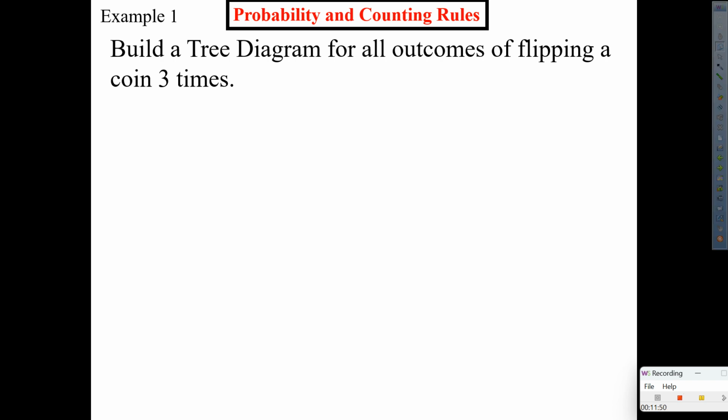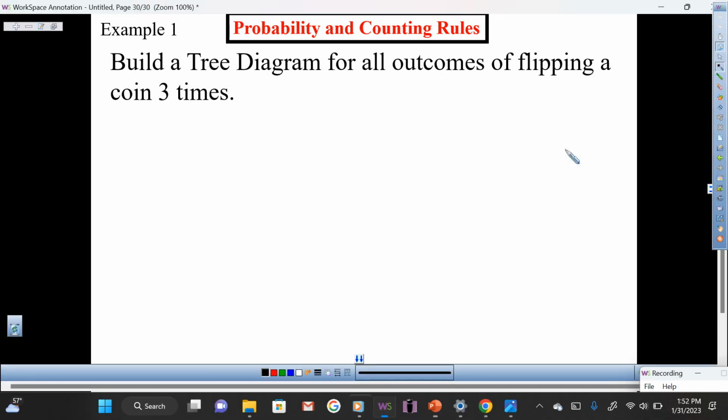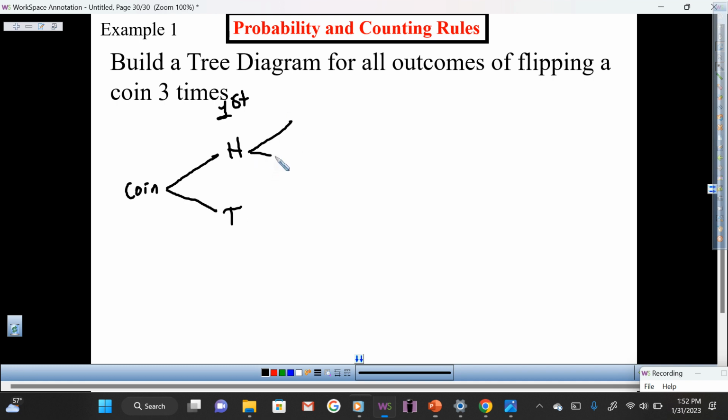Copy this one, example 1. Build a tree diagram for all outcomes of flipping a coin 3 times. All right? So, we're going to write coin. All right, get us started. Outcomes, Andrew. Heads, tails. That's the first flip. We go to a second one. All right, second flip. Outcomes, everyone. Heads, tails, and heads, tails. Okay, that's the second flip.